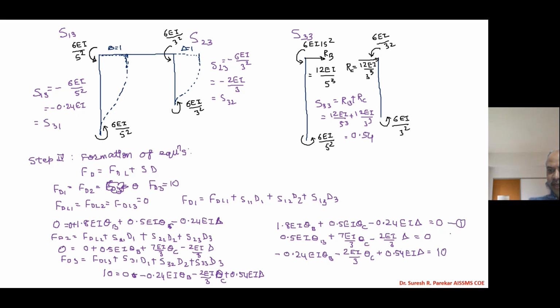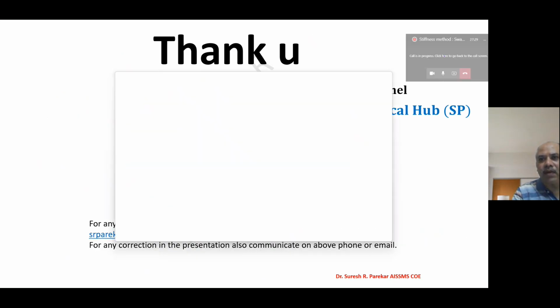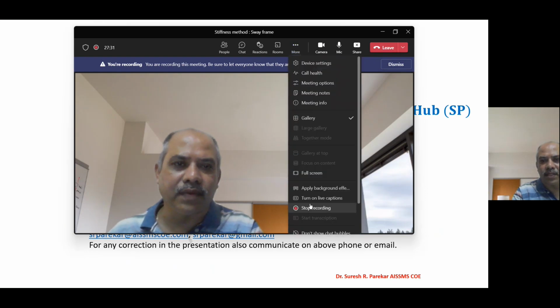Solving these three equations, we get EI theta B equal to 1.67, EI theta C equal to 7.95, and EI delta equal to 29.07, same as the slope deflection method. Then we have to use the slope deflection equations to find the final moments. So we will stop here only. The remaining part we will see in the next lecture.